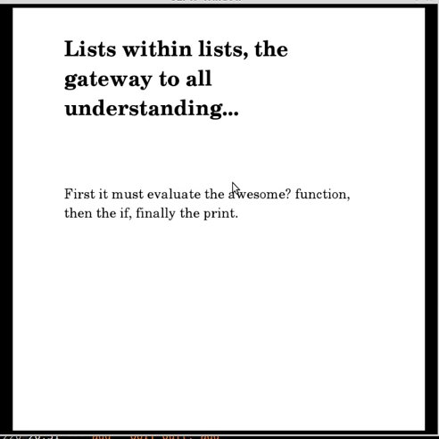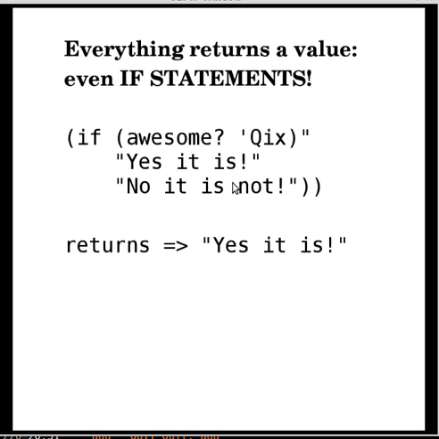The way it works is that first it must evaluate the awesome question mark function here and see if Lisp QIX is in the awesome group or meets that. And then it can do the if. And finally, it will return a value of yes it is or no it isn't.